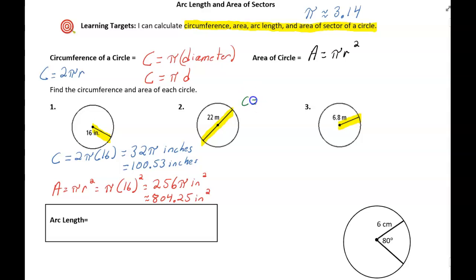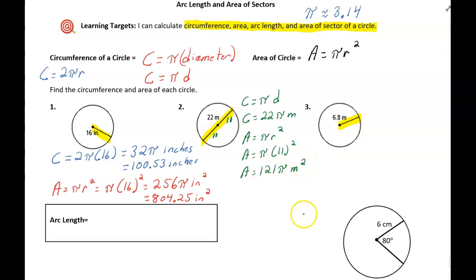So for number 2, I'm going to use the formula pi times diameter because I'm given the diameter. So the circumference is 22 pi meters. For the area, it's pi r squared. And since the diameter is 22, each piece or each radius is 11, half of 22. So the area is going to be pi times 11 squared. And if you multiply that out, you get 121 pi meters squared. I'm going to leave the exact answers here. If you wanted the decimals, you can use your calculator and get the decimals.